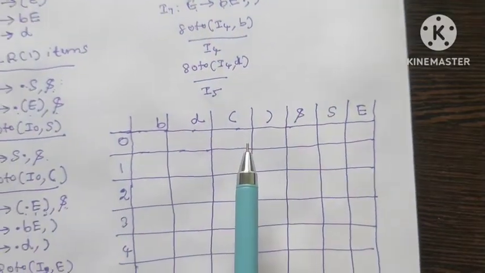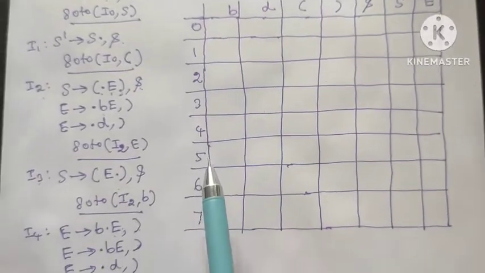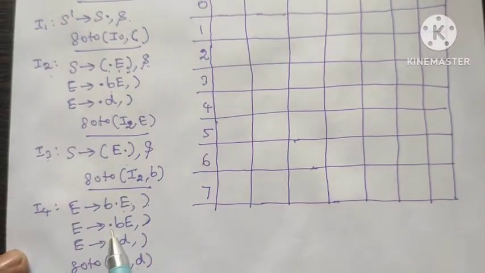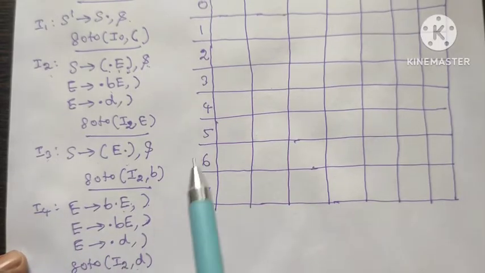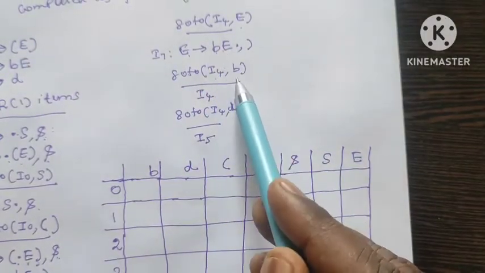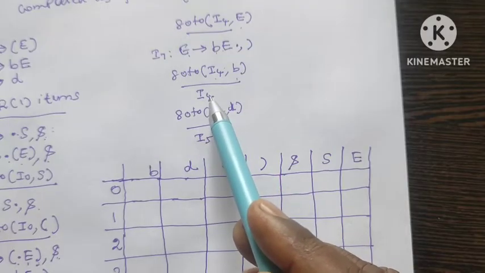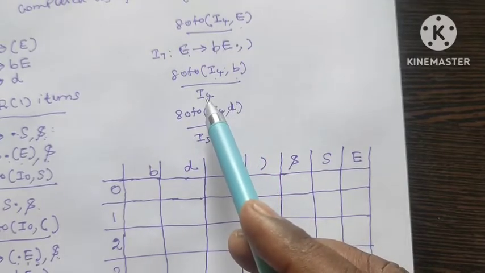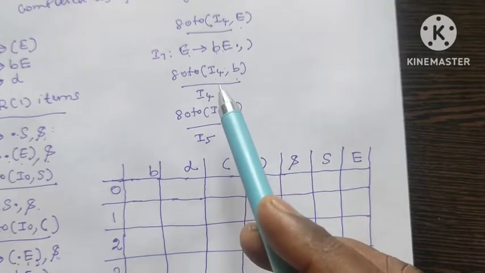Now we will come back to I4 and process this B. So I4 comma B. When I place this dot one step on the right, it will become E tends to B dot E. And then again I have to introduce the closure operation for E. So I will get the same item set, I4. Goto of I4 comma B generates I4 itself. So I mention it as I4. If the same item set is repeating, no need to rewrite it. Just mention the name of it.